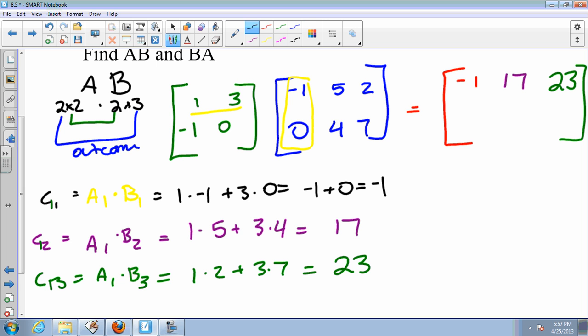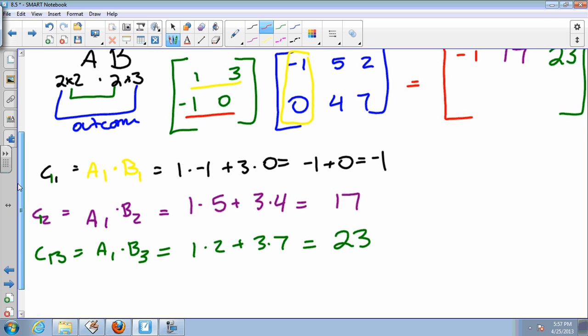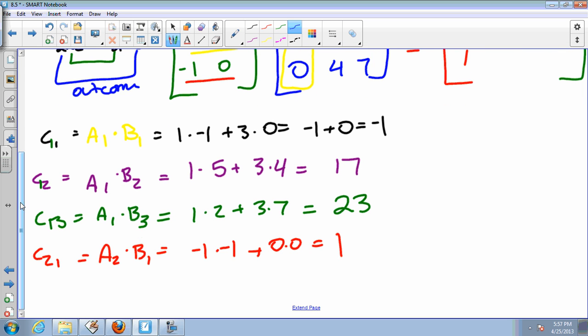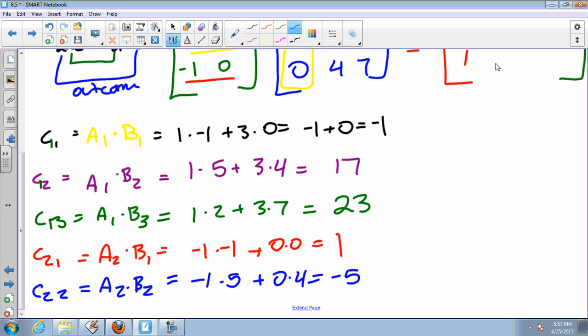Now we've got to use our second row in matrix A, negative 1, 0, and find the other spots. So C21 is going to be A2 times B1. Negative 1 times negative 1 plus 0 times 0 goes to 1. C22 is A2 times B2. Negative 1 times 5 plus 0 times 4 becomes negative 5.